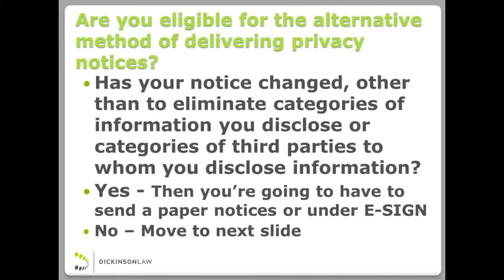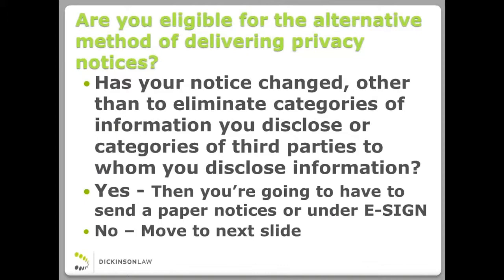So second inquiry, has your notice changed since the last notice you sent, other than to eliminate categories of information that you disclose or categories of third parties to whom you disclose? If you've changed your privacy notice in any way, other than just eliminating ways that you share information, then you're not going to be able to use this alternative method. Down the road, if it stays the same, then you can start to use it. But once you've changed it, now you're kicked over and you're just sending them the way you did before.